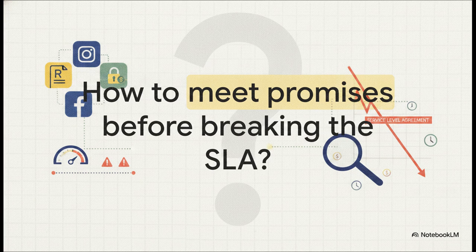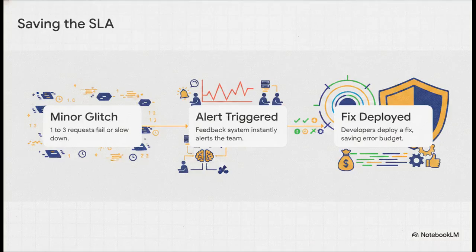Because waiting for a customer to complain on Twitter that the app is slow is absolutely not an option. Whether you are running a resume app, Instagram, Facebook, or a banking app that suddenly takes 20 seconds to load instead of 5, you need to know about the problem way before the user does, and definitely before you breach your contract. And this is exactly where observability becomes the hero of the story.